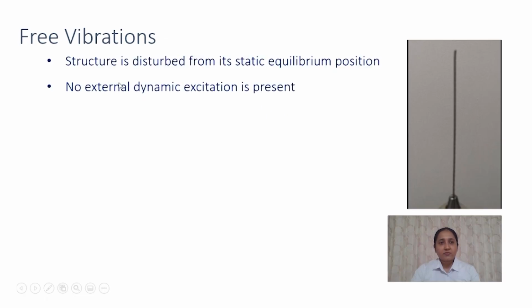So free vibration is when the structure is disturbed from its static equilibrium position and no external dynamic excitation is present. So here there was no external force present during the vibration. The structure vibrated on its own after I gave an initial disturbance. So in free vibration, the structure is free to vibrate on its own. That means no external force is there to maintain that vibration. These types of vibrations are called free vibration.